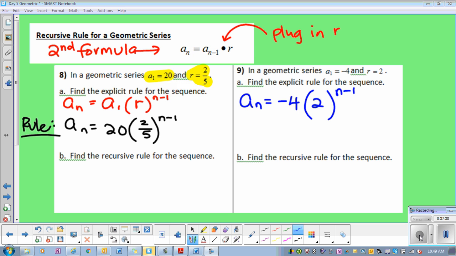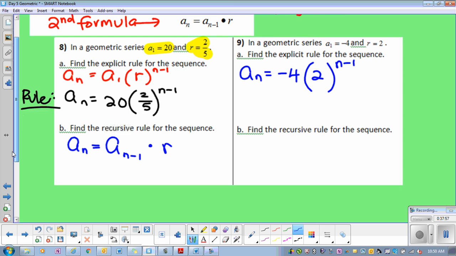Let's go back to number 8b. Recursive is this guy right here, right? The second one. a sub n equals a sub n minus 1 times r. What did I tell you? You only have to plug in what? r. So this is a sub n equals a sub n minus 1 times, what's my r for this? 2/5. If you want to, you can put it in parentheses. There you go. Recursive rule.